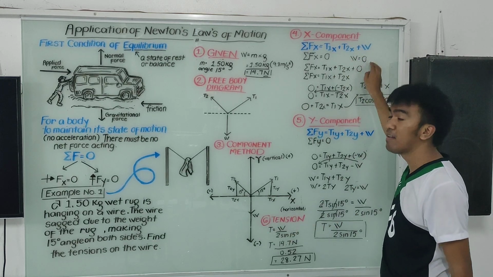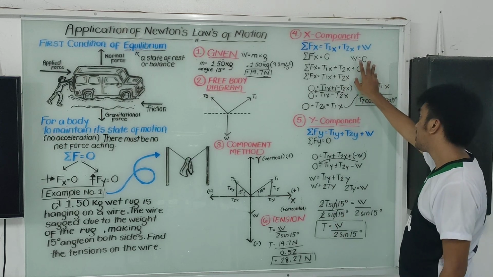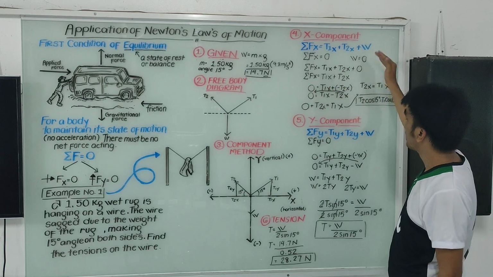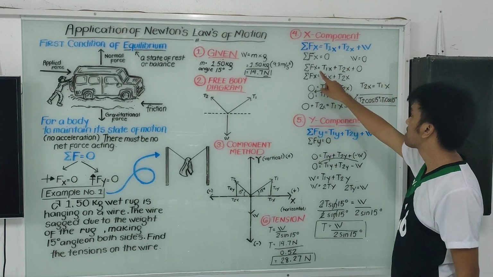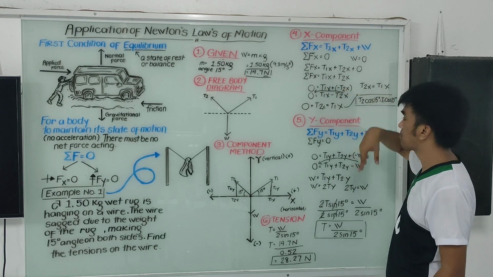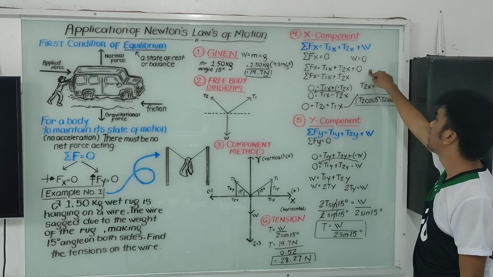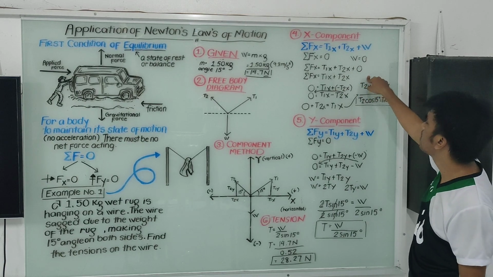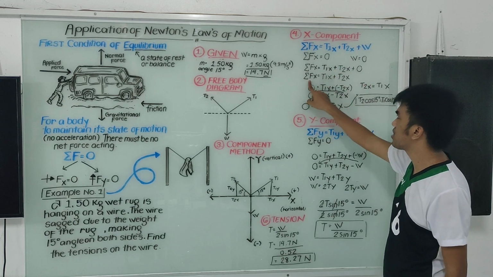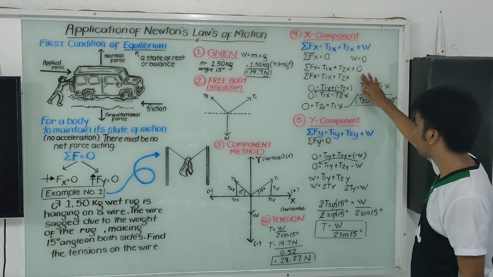That's why weight is 0. And then simplify. Summation Fx is equal to T1x plus T2x plus, I substitute plus 0 because weight is 0, so we write here 0. And then simplify. Of course, when we add this, summation Fx is equal to T1x plus T2x.